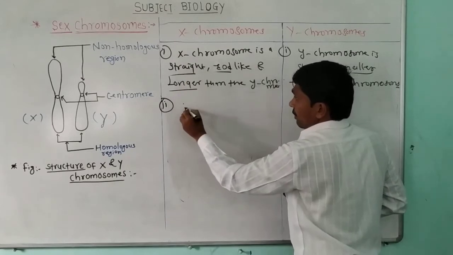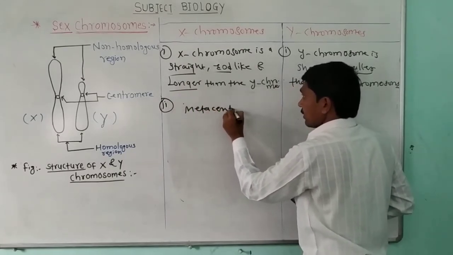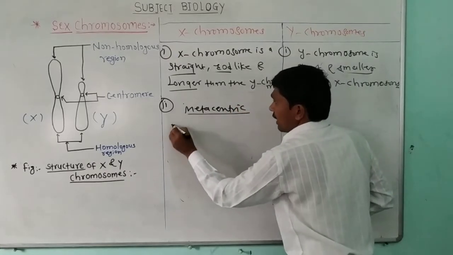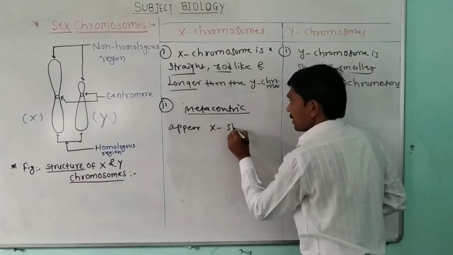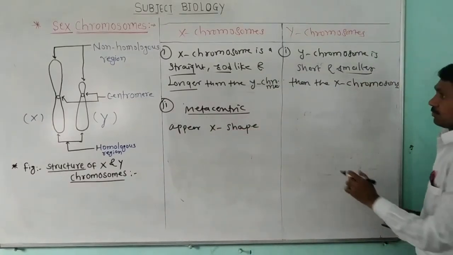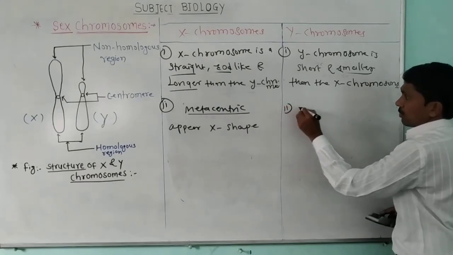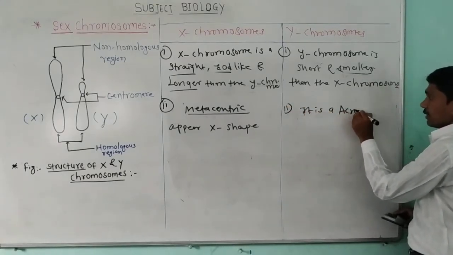Then second, the X chromosome is metacentric and appears as an X-shaped structure. Then the Y chromosome is acrocentric.